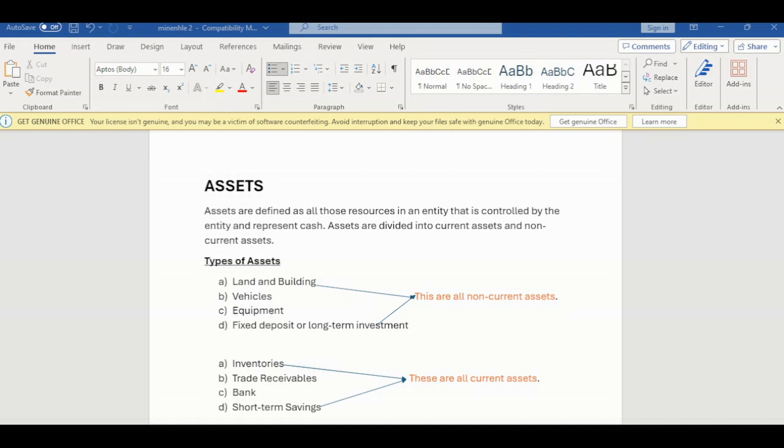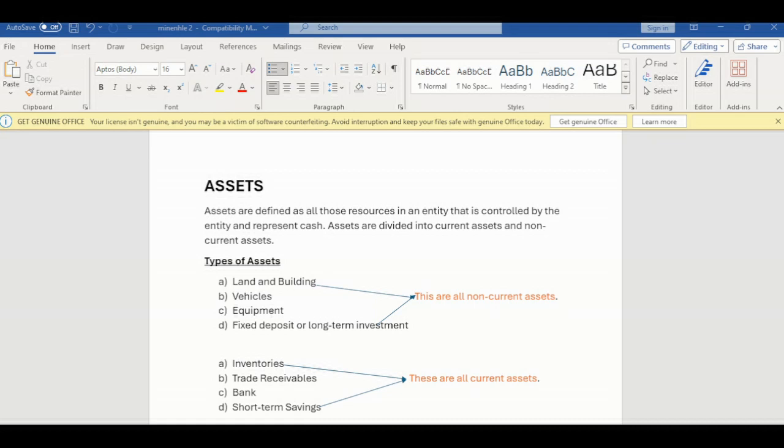So when we speak of assets, we speak of all the resources that are controlled by what? By the entity. So all positions which have monetary value for the enterprise or the business, but are divided into what? Current assets and also non-current assets.